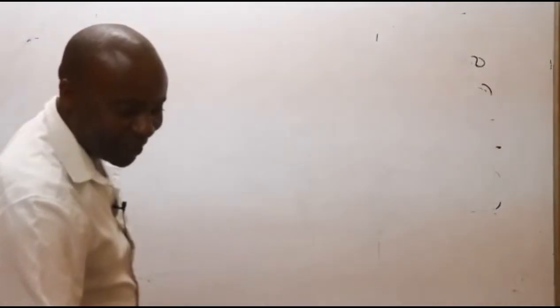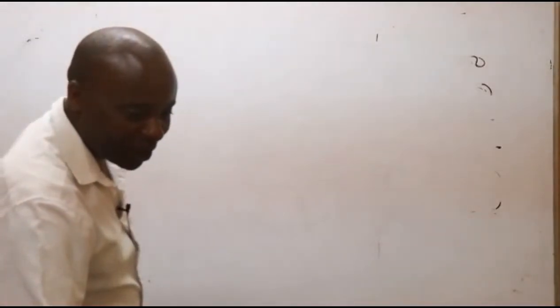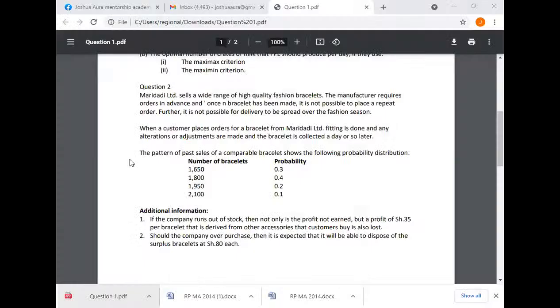This is a very easy question, Nicholas. You made me happy. So we are told here, number of bracelets. We have the supply. This is supply: 1650, 1800, 1950, 2100. And then demand will always be the same: 1650, 1800, 1950, and then 2100.